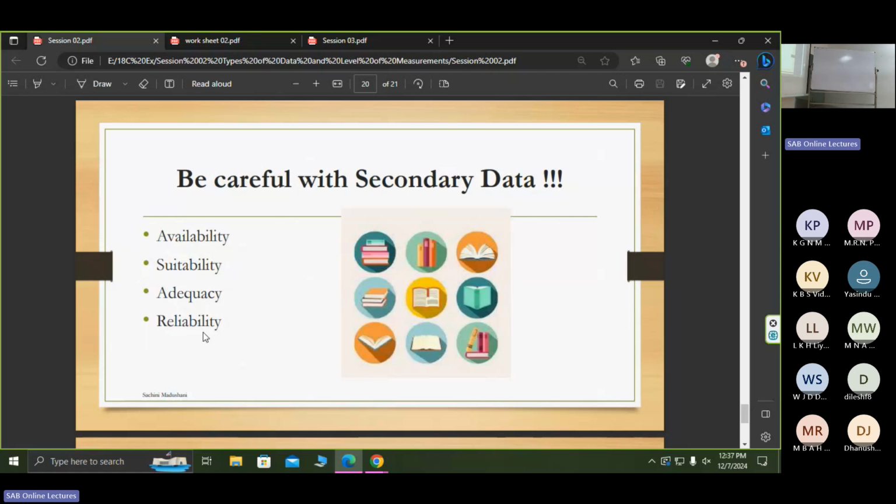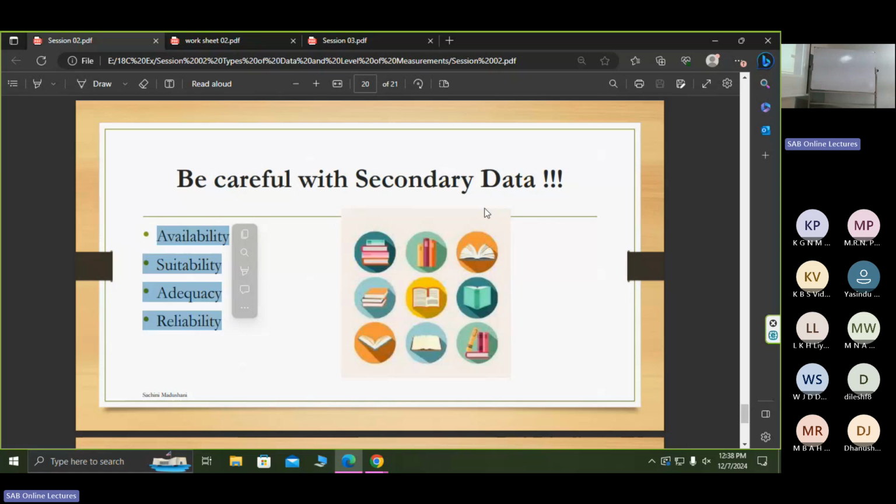It's clear. If the 4 criteria are okay, then we can use the secondary data. If any criterion is not okay, then we cannot use the secondary data. We move step by step. First check the availability, then check the suitability, then check the adequacy, then finally we need to check the reliability. Then did they use the correct method, and how did they collect the data, we check it. Understood? If these 4 criteria are okay and there is no issue, then we can use the secondary data for our study.